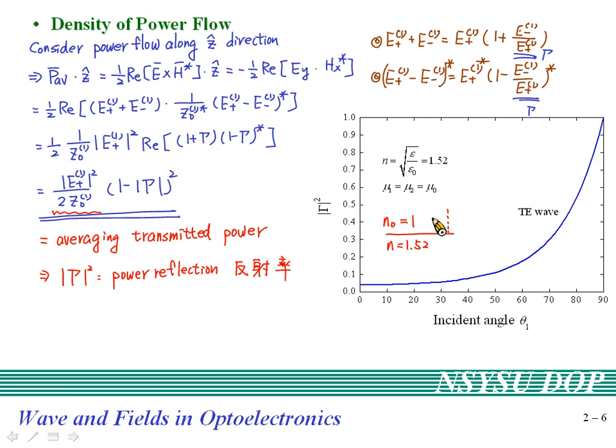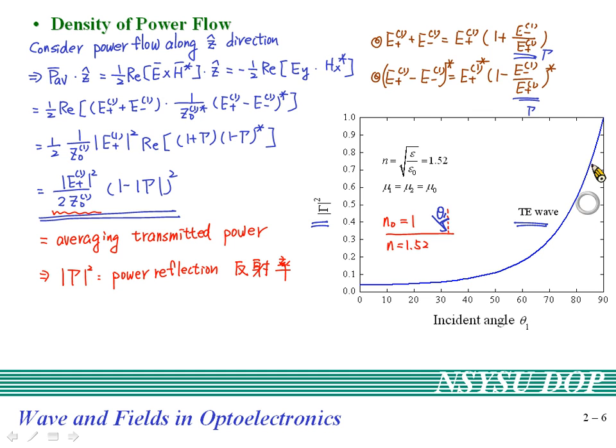And the incident angle theta is defined in this way. So along this axis is the incident angle theta 1, and along this axis is the power reflection, the square of the absolute value of gamma. So this blue curve shows you the power reflection of the TE wave at this plane dielectric interface.